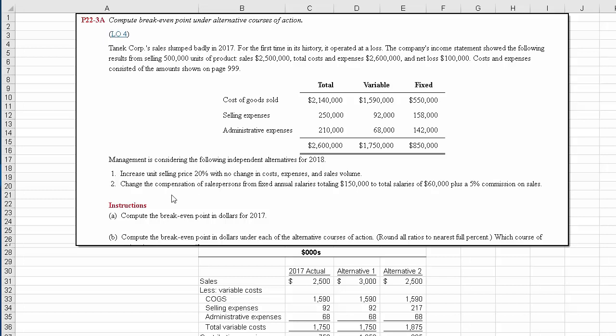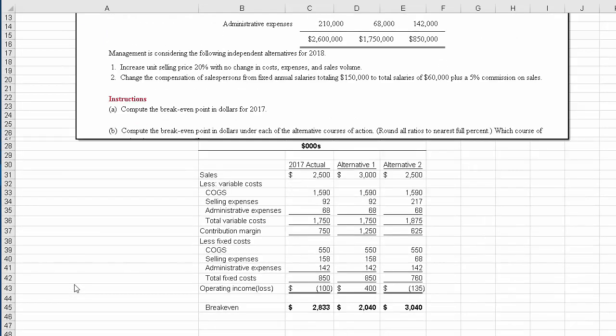The second consideration is change the compensation of salespeople so that the fixed annual salaries of $150,000 would be reduced to $60,000, but they would earn a 5% commission. And we're asked to compute the break-even point for 2017 and then compute the break-even point under both of these alternatives. All right, now let me show you how I solve this one.